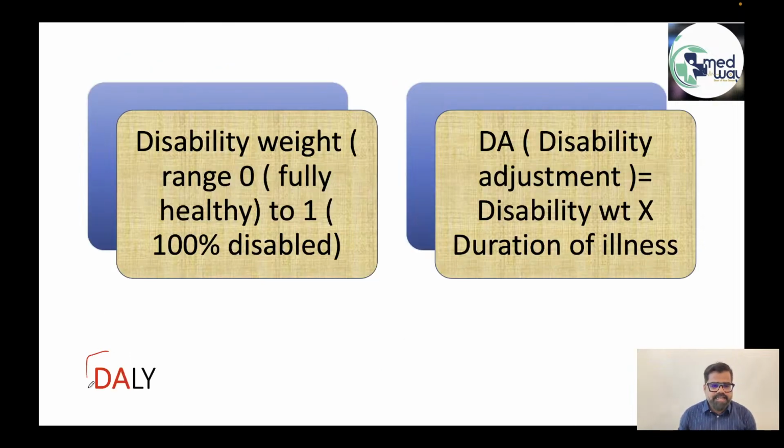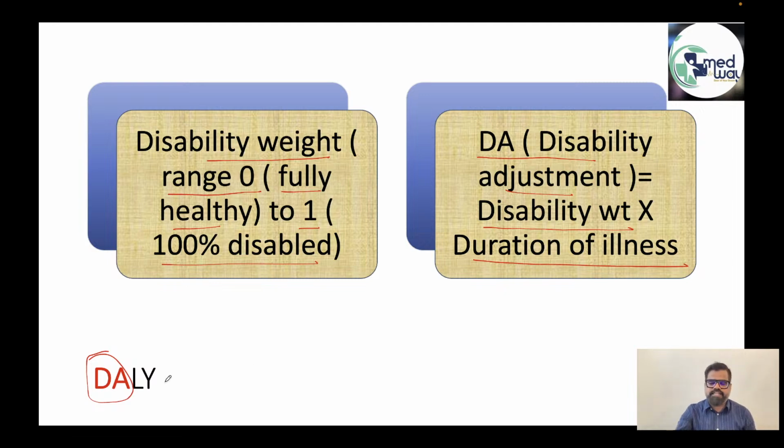Second one is DA, disability adjusted. So disability adjusted, how do we adjust? We take disability weight, which ranges from 0 to 1, where 0 is fully healthy. Please remember, we start from 0, which is fully healthy, and 1 is 100% disabled. The moment you reach 100% disabled means you're dead. So you have to give disability weight between 0 and 1, and then adjust the disability, because you are writing disability adjusted. So how do you adjust that? You multiply this disability weight, which is 0 to 1, by the duration of illness.